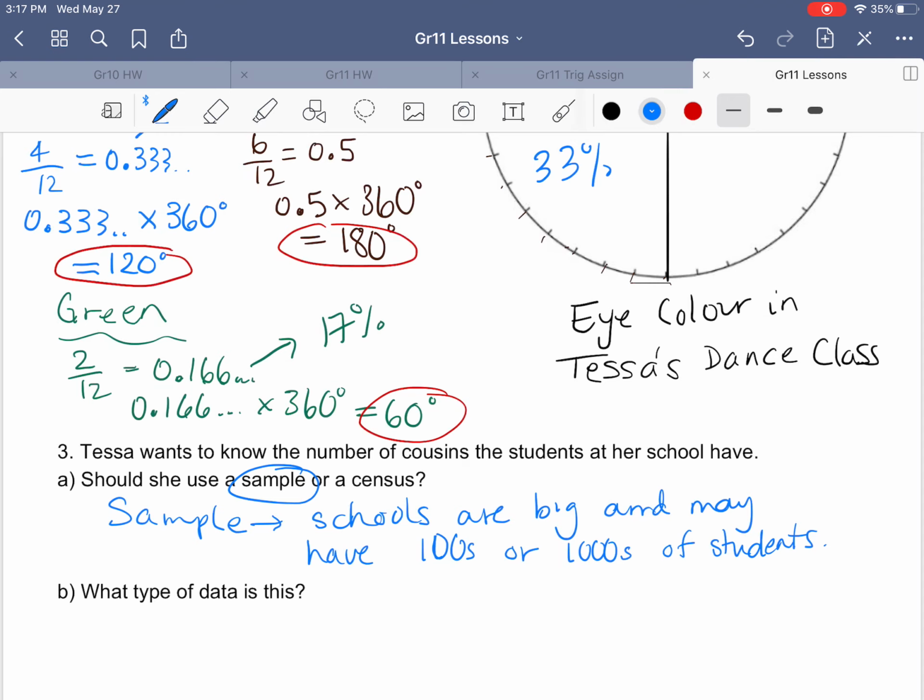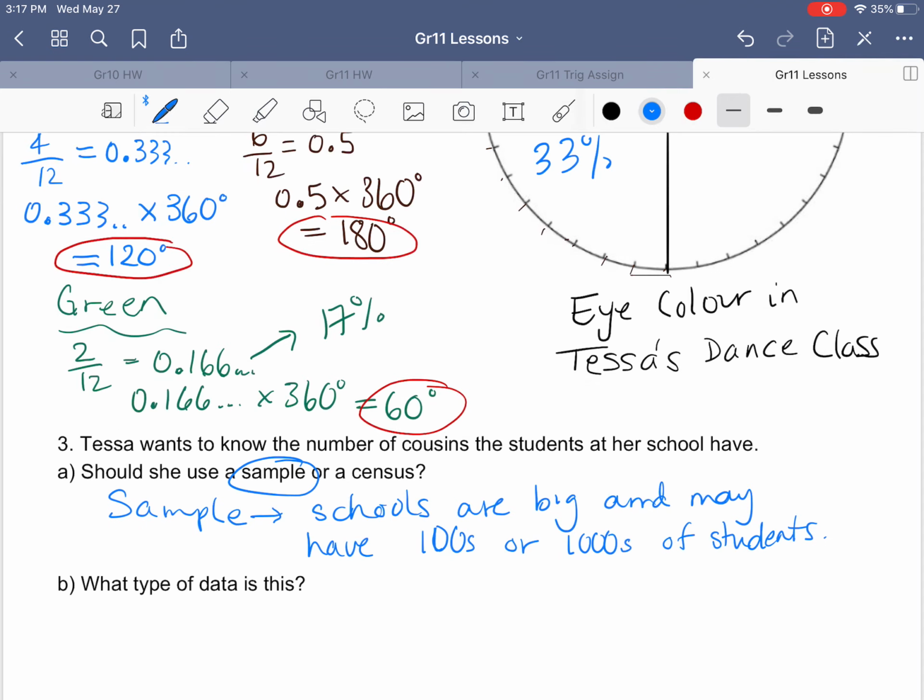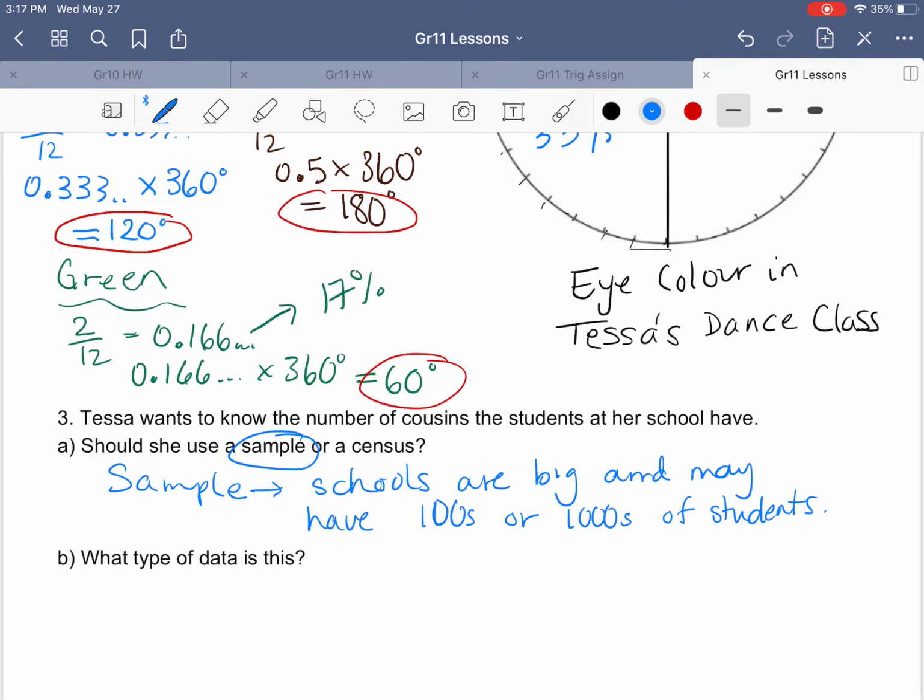And what type of data is this? Well, this time she's asking for a number, or she's measuring something. In this case, she's asking for a number. So this is numerical data. And there's more than one type of numerical data. This is discrete data. And we know it's discrete because we can only have whole numbers. There's no range, there's no in between. You can't have 2.5 cousins.